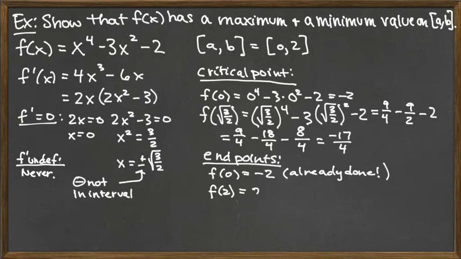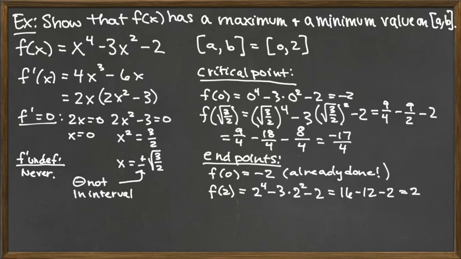So we'd have 2 to the 4th minus 3 times 2 squared minus 2. 2 to the 4th would be 2 times 2, which is 4, and there'd be 2 copies of that. So 4 times 4 would be 16. So we're looking at 16 minus 3 times 4, so 16 minus the 12, and then minus another 2. That's like 16 minus 14, which gives us 2 in the end.